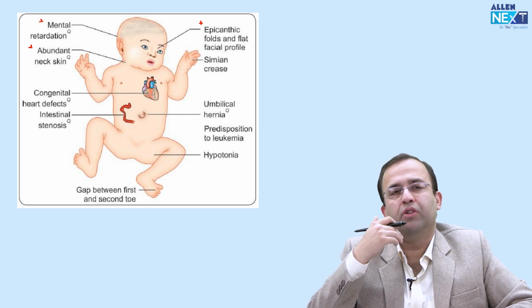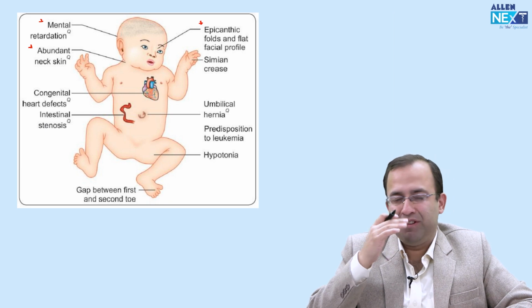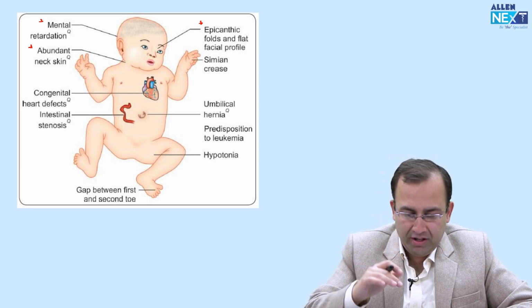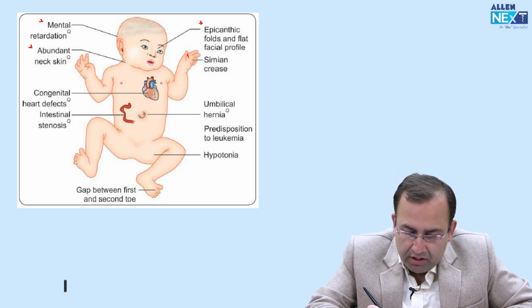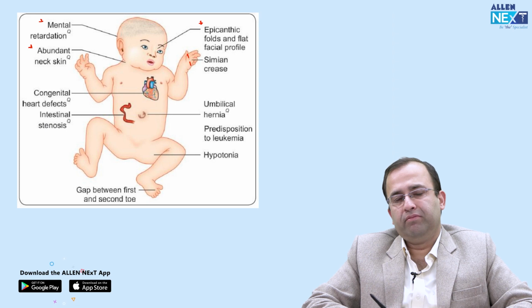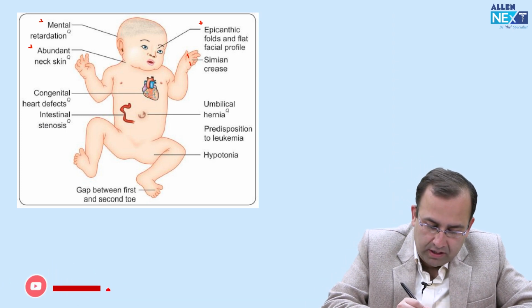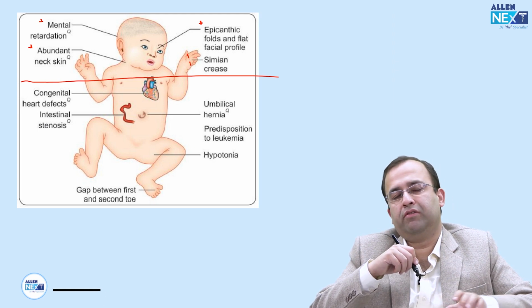See, our face is contoured. Some elevations and depressions, so on, elevation of the nose, depression of the lips, and so on. Here the patient has a flat facial profile with a single transverse simian crease. This is Downs. See, the above 4 points are usually given in the question itself.